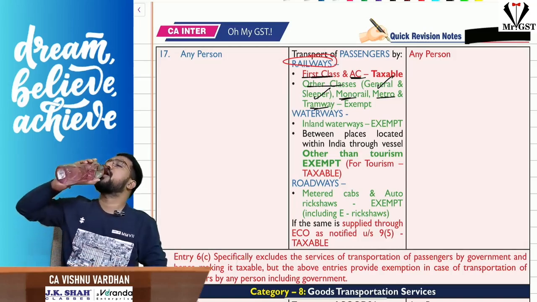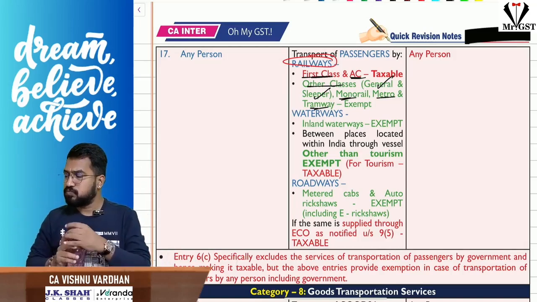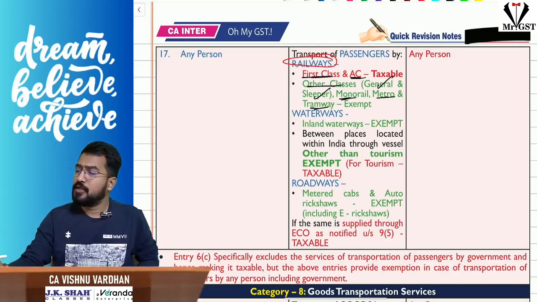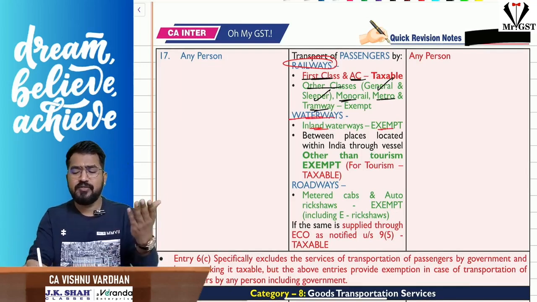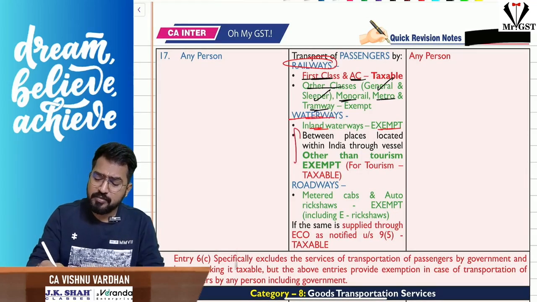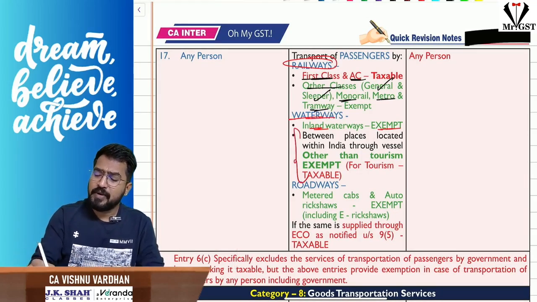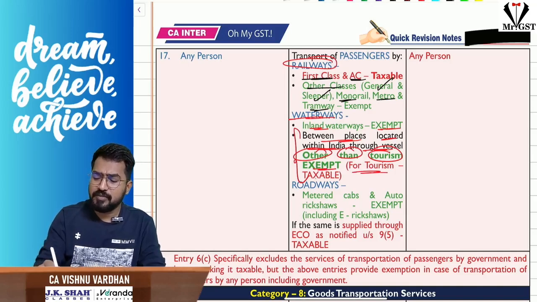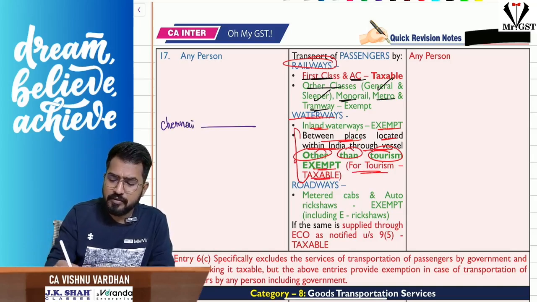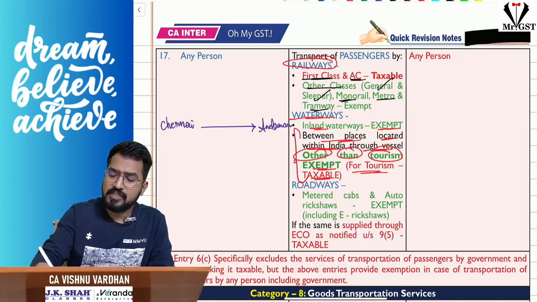Waterways, roadways. Now, sir, if through inland waterways we are transporting, it is exempt under GST. Or other than inland waterways, even through international waterways, whatever it is, but between places located within India through a vessel other than for tourism purpose, is exempt. That means for tourism purpose it is taxable. For example, sir, we are going from Chennai to Andaman through a vessel.